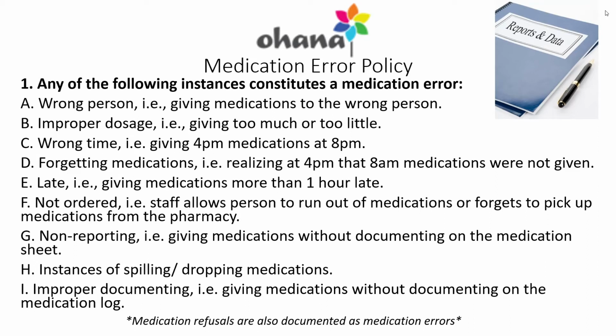So first, let's specify what a medication error is. Any of the following instances constitute a medication error. A, if medications are given to the wrong person. B, if medications are given at the wrong dosage, so you're giving 1 pill instead of 2, or 2 pills instead of 1, and so on. C, medications are given at the wrong time.